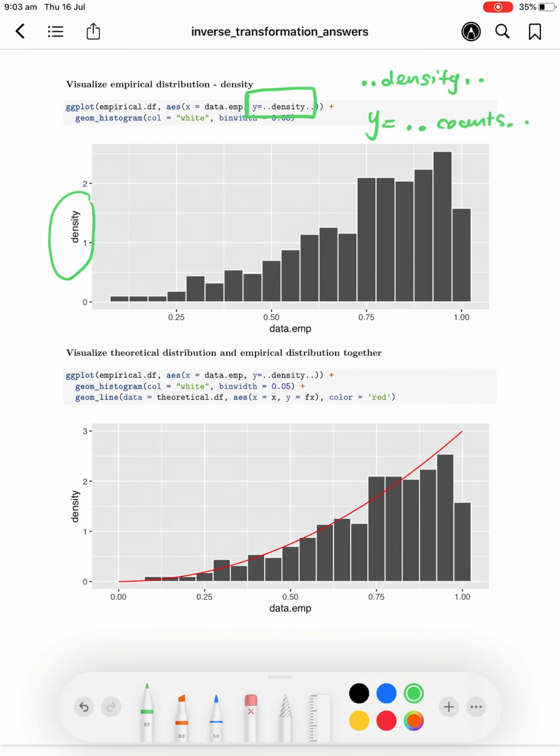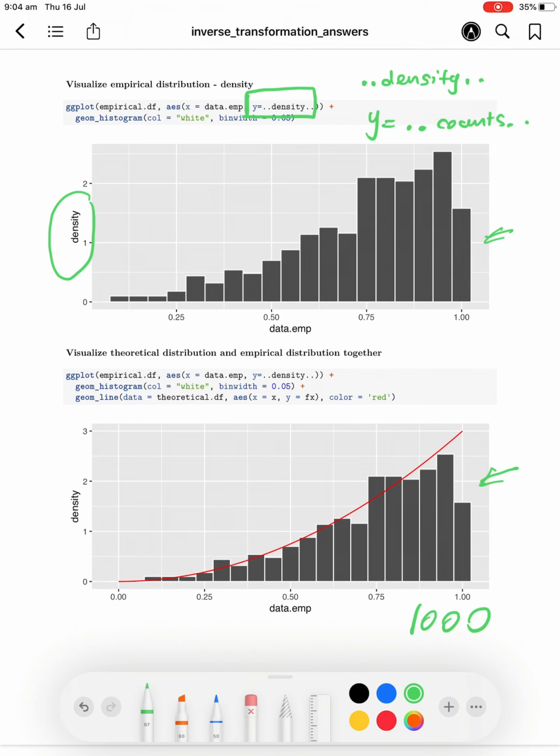Now this is important if you want to draw both the theoretical distribution and the empirical distribution together. By drawing them together, you can check if your results are correct. When you increase the number of random numbers, here we used 1000, you will see that the empirical distribution is getting closer to the theoretical distribution.